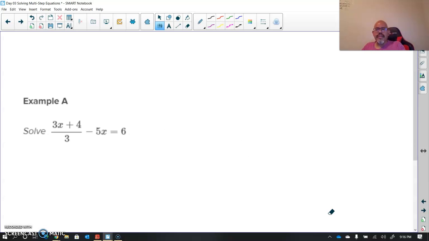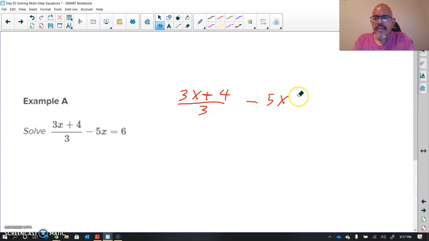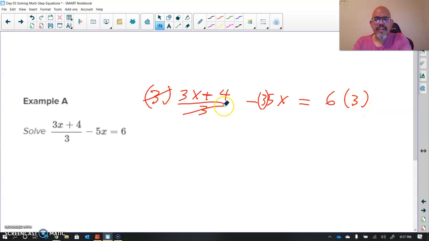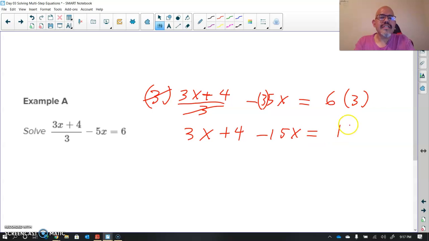Another type of problem that we may encounter is a problem that contains a fraction underneath two terms. So I'm going to get rid of that 3 first. The inverse of dividing by 3 is multiplying by 3. So we multiply everything by 3. These two divide out. That leaves behind a 3x plus 4 minus 15x equal to 18.